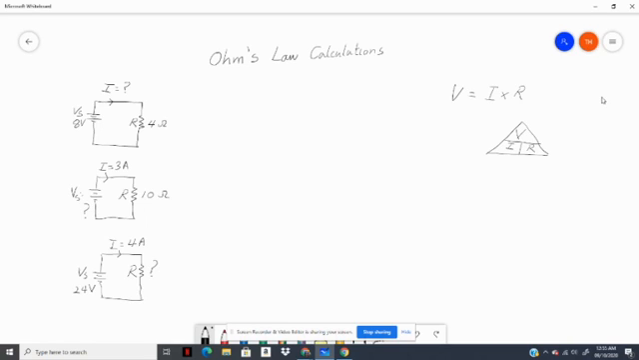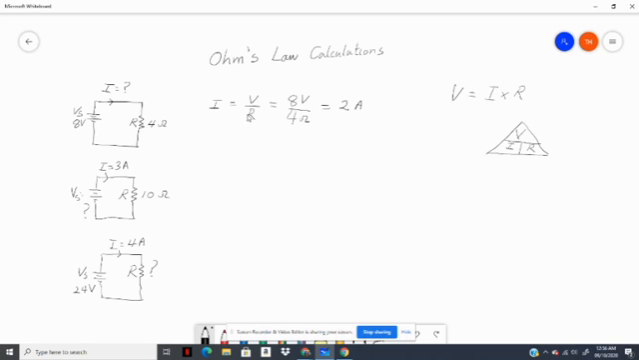So we want to find the current here. The current is unknown, so we will write down that I is equal to V divided by R, which is equal to 8 volts divided by 4 ohms, which is equal to 2 amperes. Be careful to write the units.